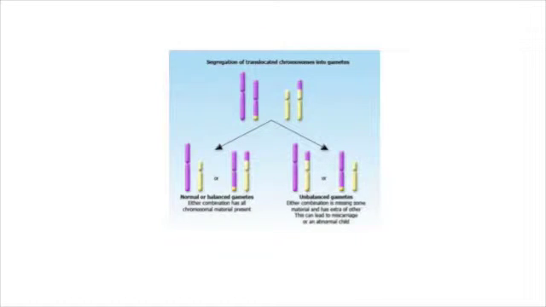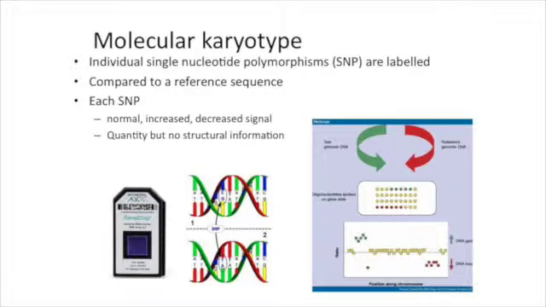It does detect translocations, which sometimes are relevant, and a translocation just means part of one chromosome is swapped over with another. And if that's balanced, meaning there's no loss or gain of genetic material, that usually doesn't cause problems. But when that person has a child, they can be at risk of having an unbalanced arrangement.